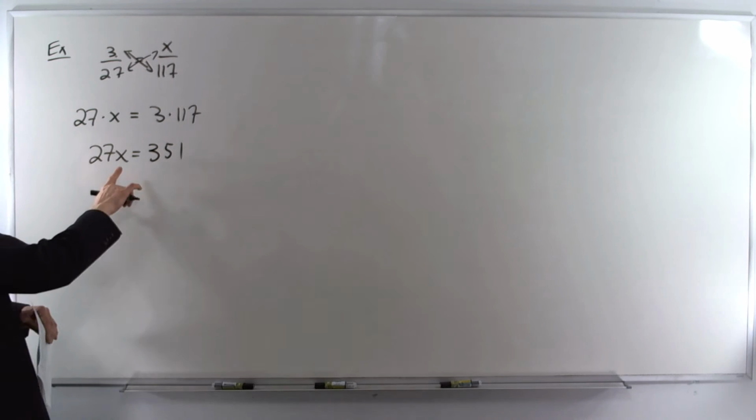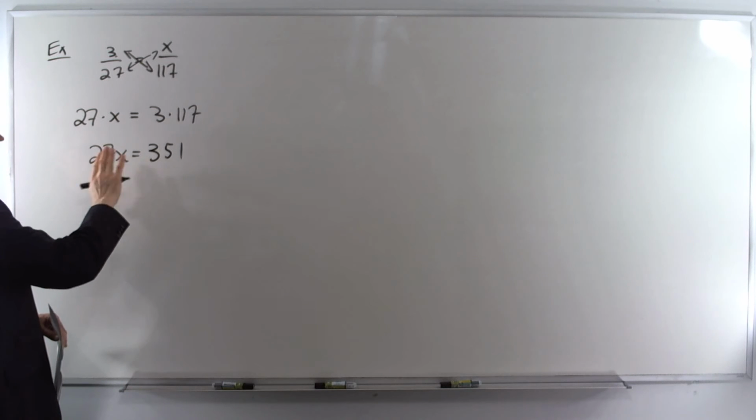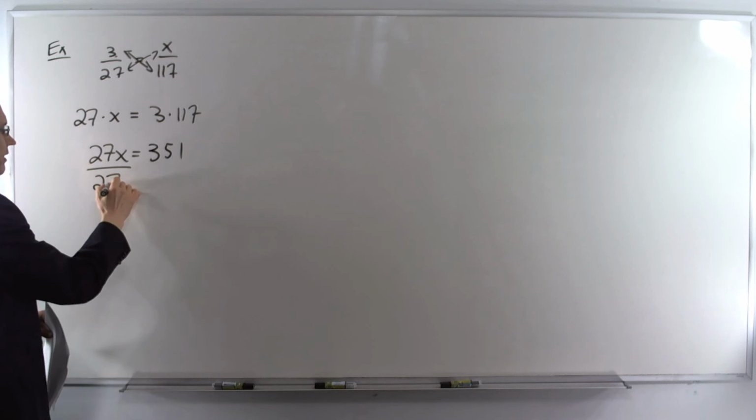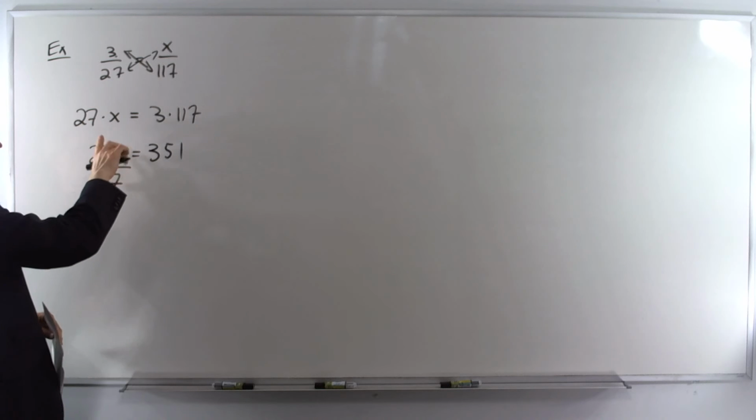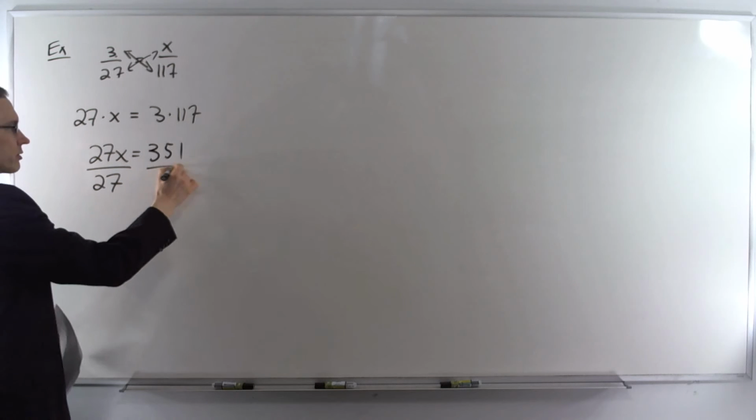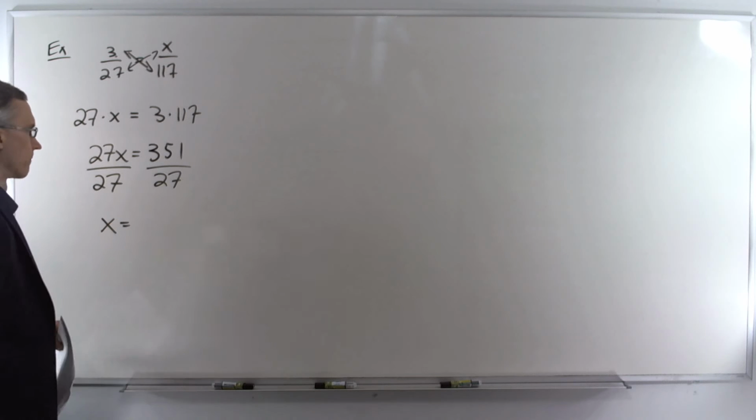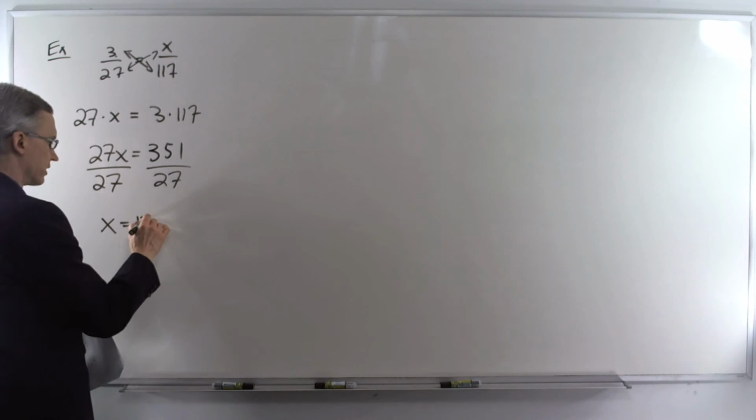All right, now we need to get the x by itself. Right, we're solving for x. That means to get this thing by itself on one side of the equation. But it's got this 27 attached to it, so we need to get rid of that. And we're going to do the opposite operation. We have multiplication here, so to get rid of the 27, we do division. So we'll divide both sides of the equation by 27. And then 351 divided by 27 gives us 13.